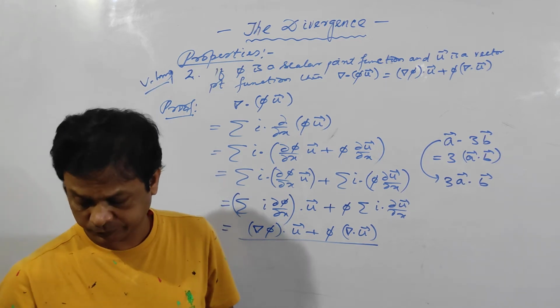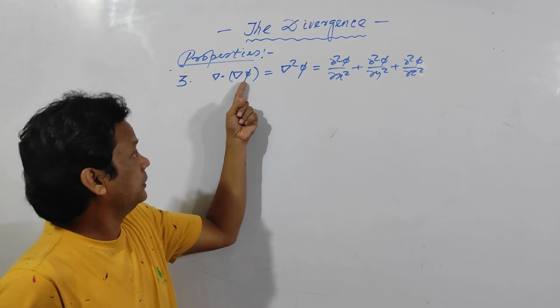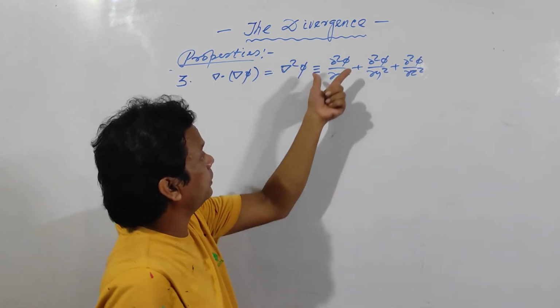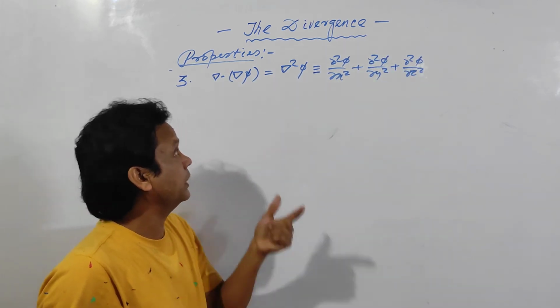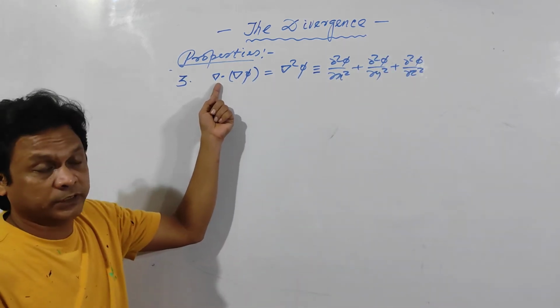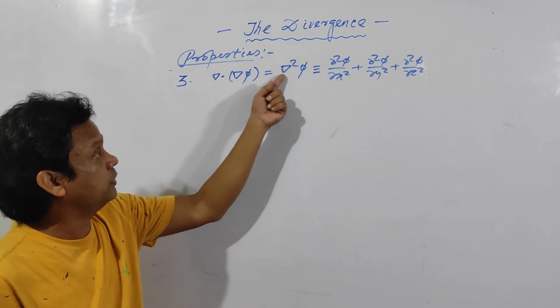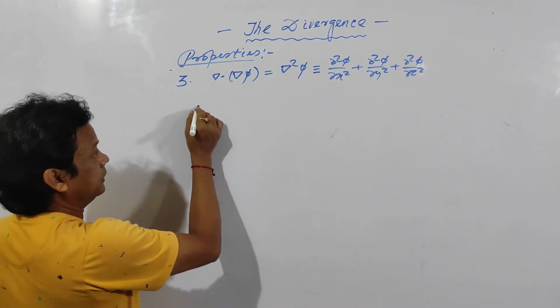Clear? See here, the third property. Del dot del phi is your del square phi, which is equivalent to del square phi by del x square plus del square phi by del y square plus del square phi by del z square. Here del dot means divergence: divergence of grad phi. Divergence of grad phi is equal to del square phi, which is equal to this one. So let us prove it.